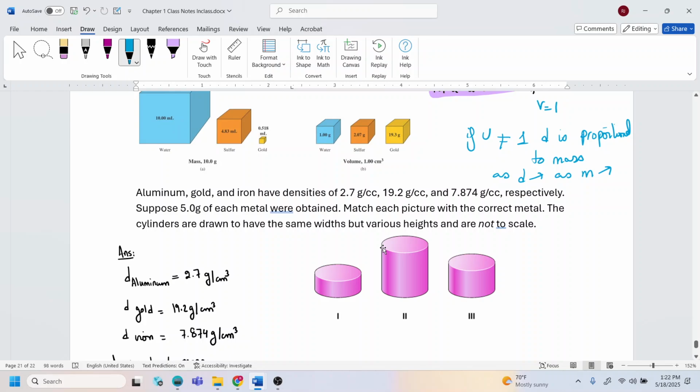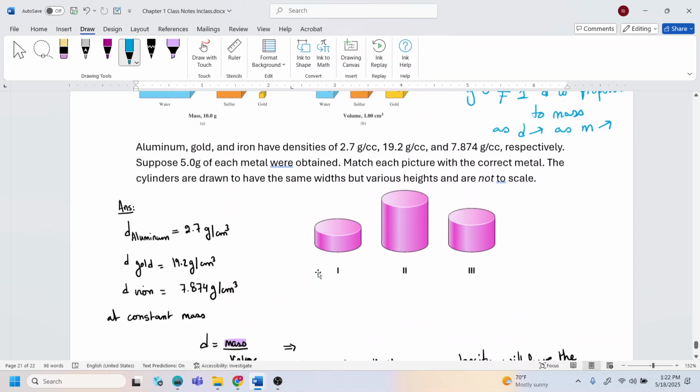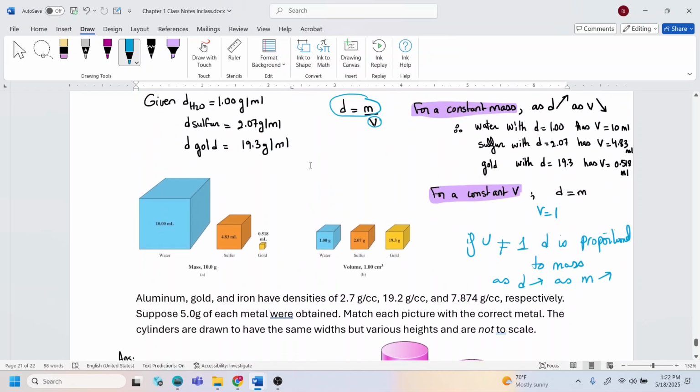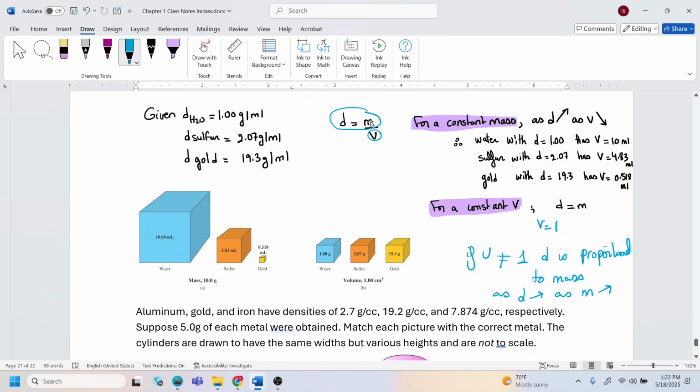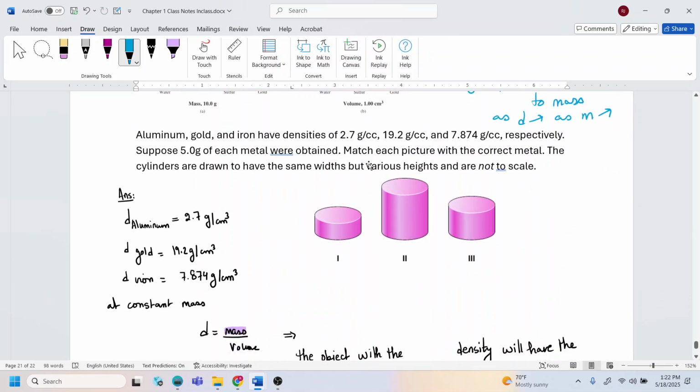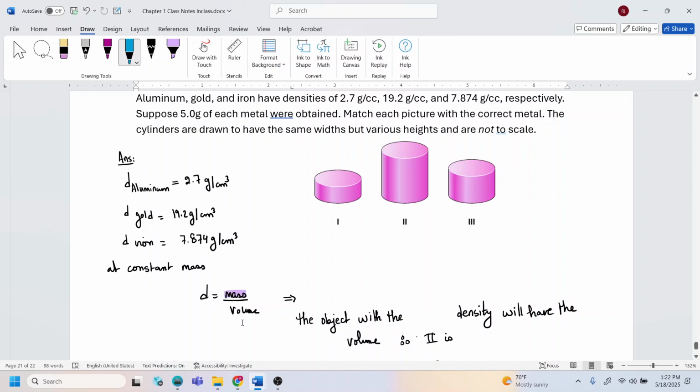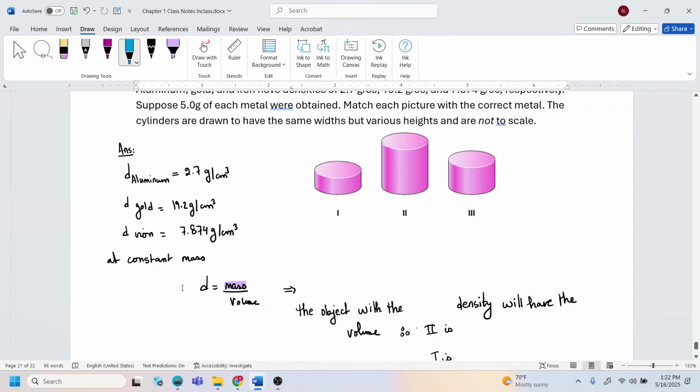Let's have an application of the problem. Aluminum, gold, and iron have densities of 2.7 grams per cubic centimeter, 19.2, and 7.874 grams per cubic centimeter. I'm just listing whatever is given. Suppose 5 grams of each metal were obtained. So the mass is constant. I know if the mass is constant, as the density increases, the volume is going to decrease.